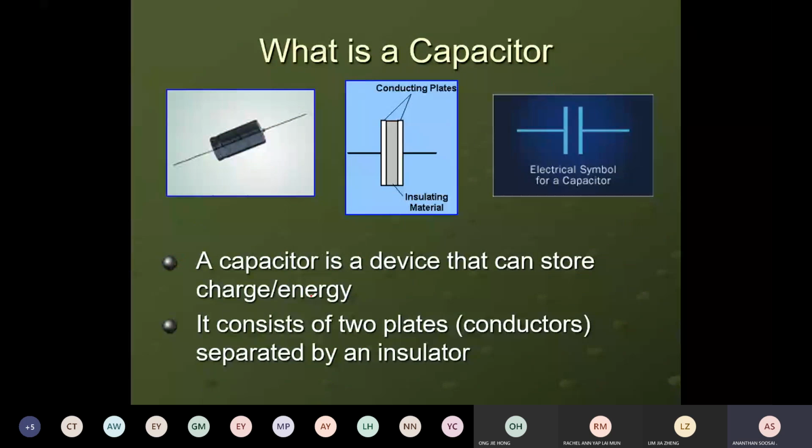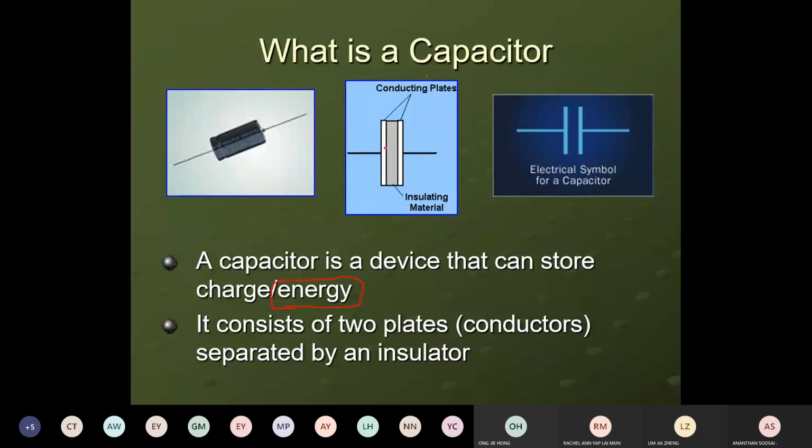Okay, so it's a device that can store charge. In A levels, I think it's proper to say store energy. There is one year they asked in A levels, why you can't say a capacitor stores charge? Store energy makes sense, but not store charge.